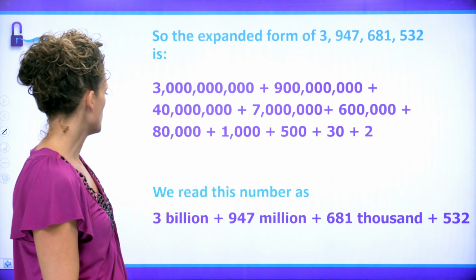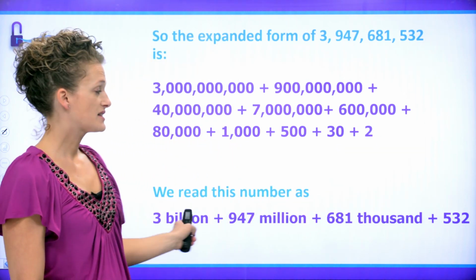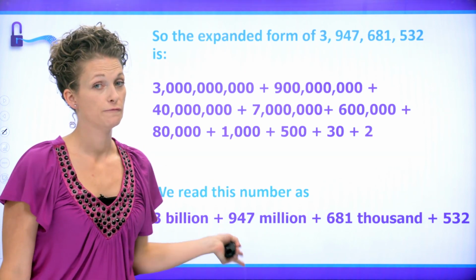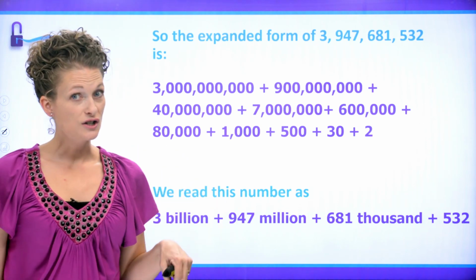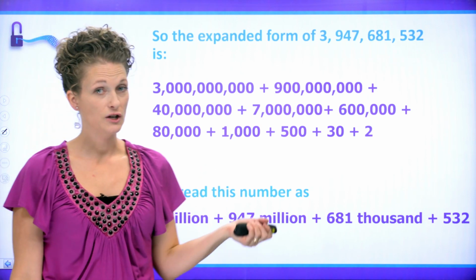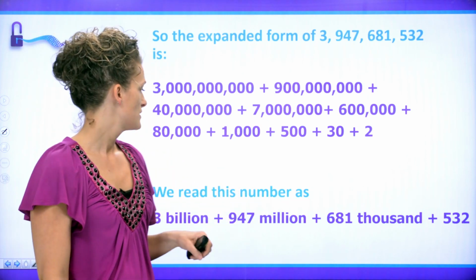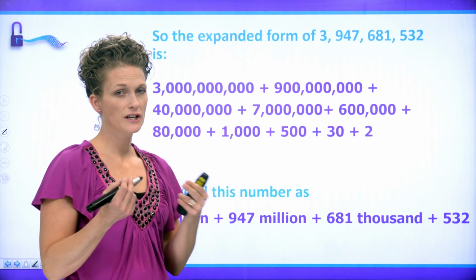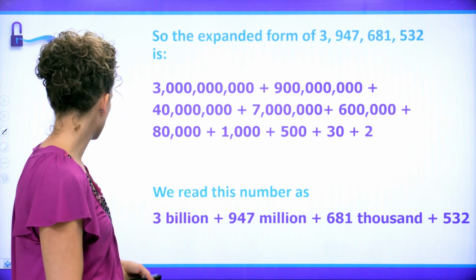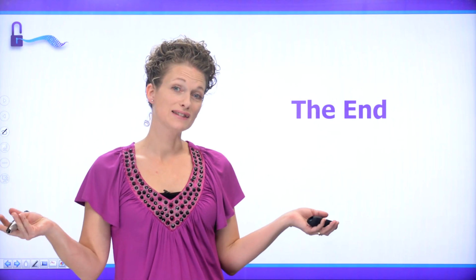And that's a mouthful. So we read this number as 3,947,681,532. So these pluses are kind of like your pause when you're saying the numbers. And that's our lesson on place value.